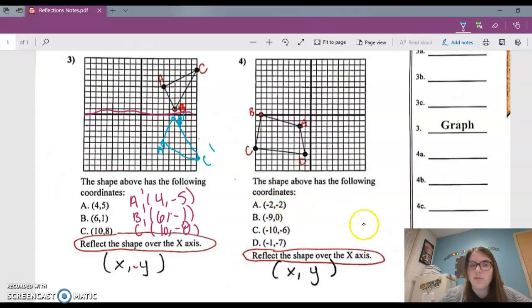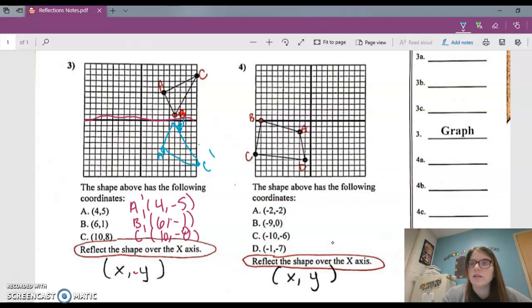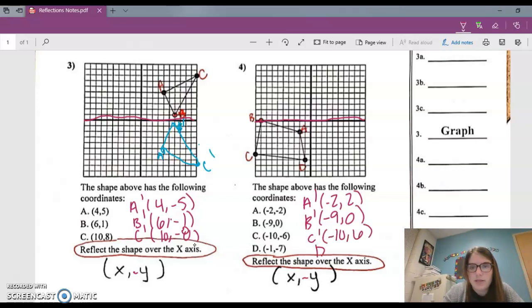So on this next one, I want to flip it over again over the x-axis. They must really like the x-axis. So I am going to highlight where my x-axis is. Okay, so we'll do it both ways. The first way you can do it is by doing your ordered pairs. So I know when I'm flipping over the x-axis, the y is the one that changed. So my a prime is going to be -2, 2. My b prime is going to be -9, and then the 0, a -0 is still 0, so it's just going to stay 0. My c prime is going to be -10, 6, and my d prime is going to be -1, 7.